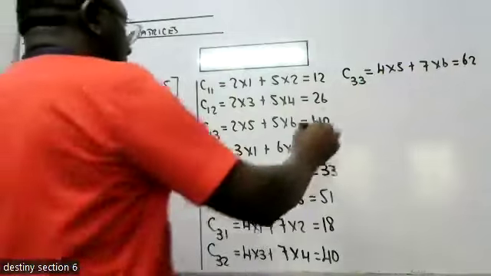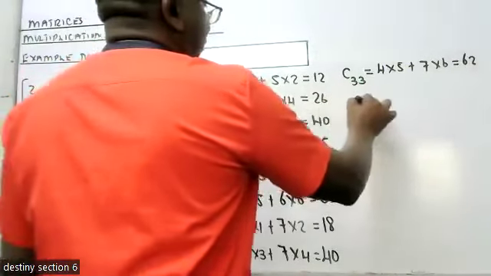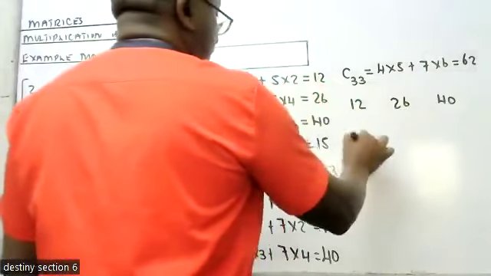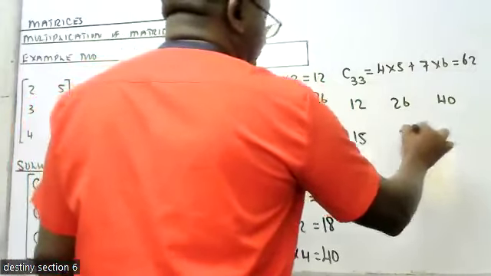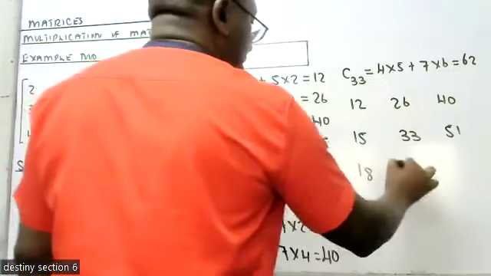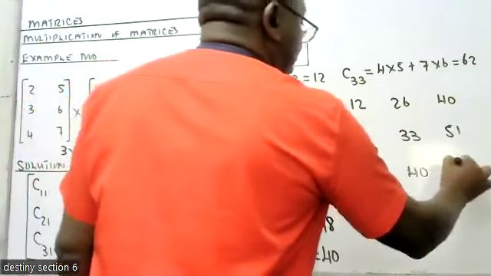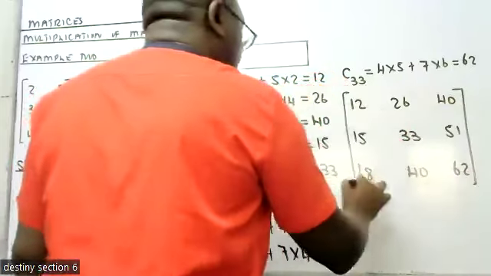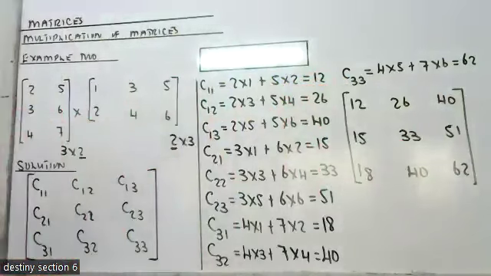So that means our answer is 12, 26, 40, 15, 33, 51, 18, 40, and 62. That is the answer that you get when you multiply those matrices.